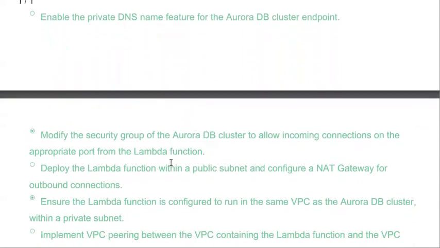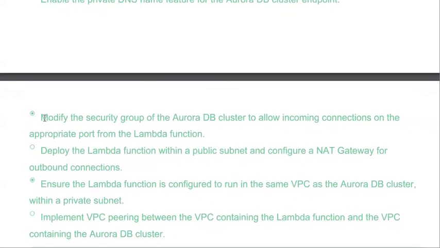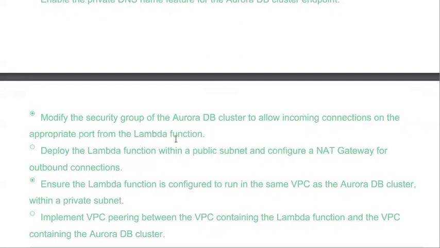You can see we have a few options. These are the options. First one is enable private subnet DNS feature for the Aurora database cluster endpoint. This is not the answer. Let us move to the next option: modify the security groups of the Aurora cluster to allow incoming connections on the appropriate port of the Lambda function. So this may be an answer. And let's move to the next option.